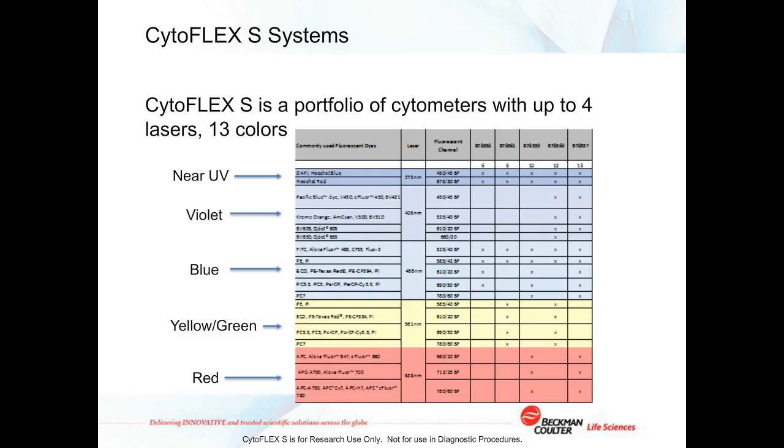So these lasers are spatially separated and powerful. To give you an idea, the violet laser available on the CytoFLEX and CytoFLEX S is 80 milliwatt. The near UV laser comes with 60 milliwatt, while the standard blue and red lasers are 50 milliwatt, and the yellow-green laser is 30 milliwatt.